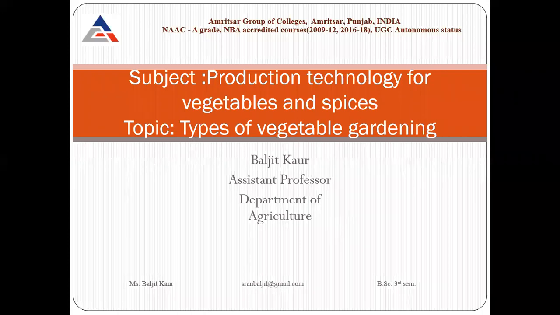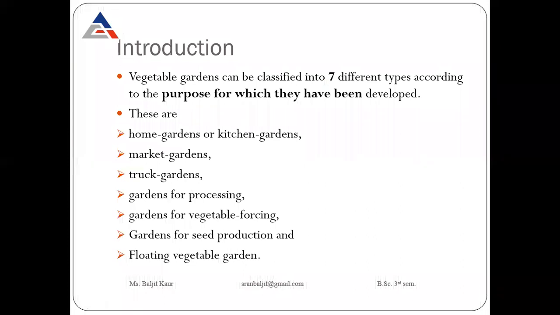So today's lecture is about types of vegetable gardens. There are different types of vegetable gardens based on the purpose for which they are grown, right? So there are different gardens like home garden or kitchen garden, market gardens, truck gardens, gardens for processing, gardens for vegetable forcing, gardens for seed production, floating vegetable gardens, container gardens, roof gardens, and organic gardens, right? So the purpose of each garden is different.